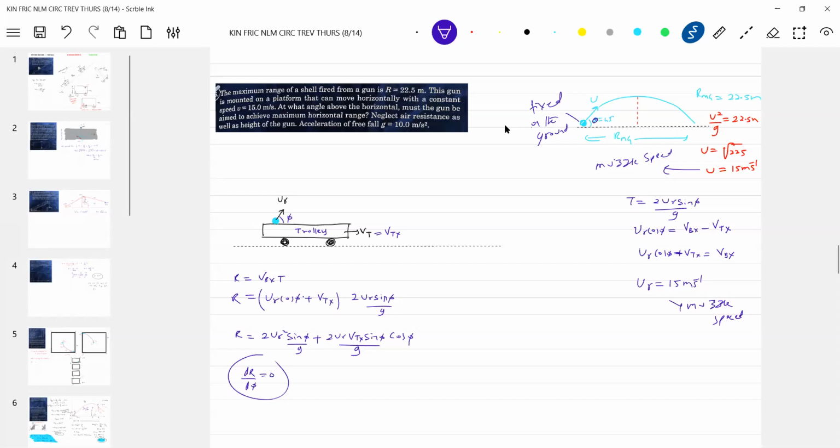Now for the rest, you know your values, and all you do is differentiate this. Anybody get the value of phi? I think some quadratic will come. 60 degrees. 60 degree. Yeah?